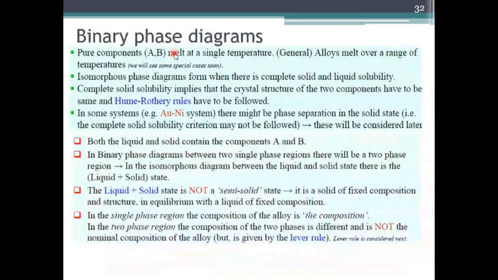Next, coming to the binary phase diagram to continue further. If you are taking two components, pure components melt at a single temperature, but alloys we have seen melt over a range of temperature. In a binary phase diagram there are two phases, a liquid phase and a solid phase, and in between we have a solid plus liquid mixture. But we cannot call it a semi-solid state. That is very important.